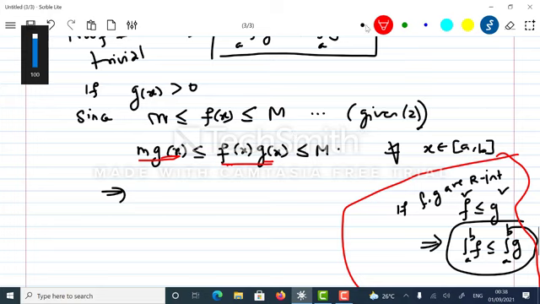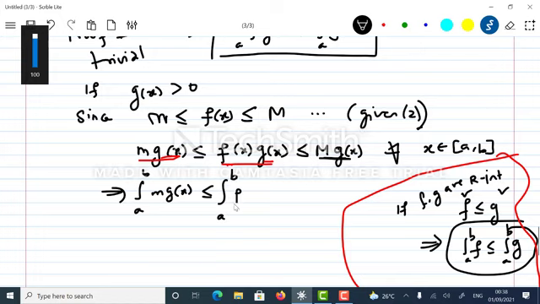I have forgotten to write here g of x. So let me write down this. Similarly, capital M is a constant, g is R integrable, so this is also R integrable. So each and every term is R integrable, so I can take integration over it. So it is integration a to b m times g of x is less than equal to integral a to b f of x into g of x dx, less than equal to integral a to b capital M times g of x.